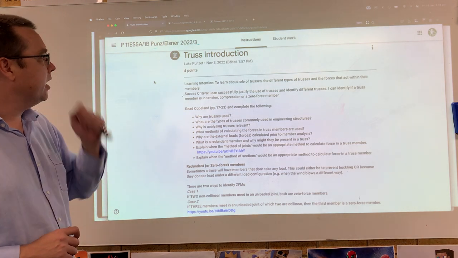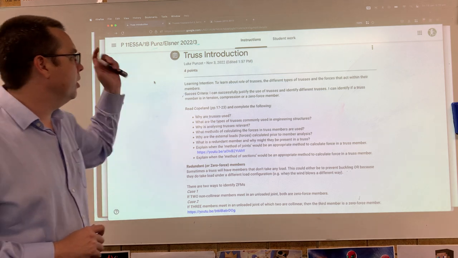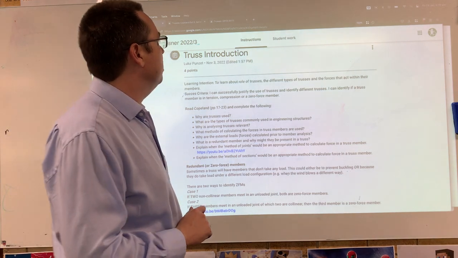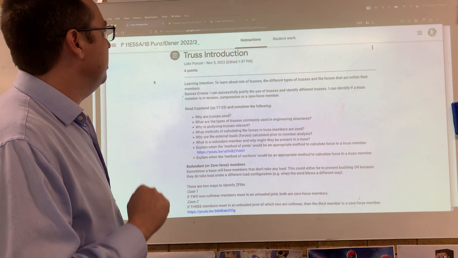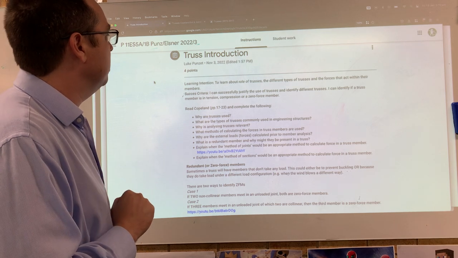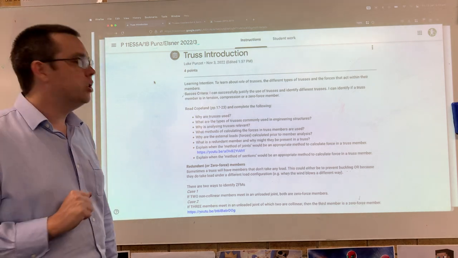Success criteria: I can successfully justify the use of trusses and identify different trusses. I can identify a truss member if it's in tension, compression, or if it's a zero force member. I've got a couple of questions here as well.